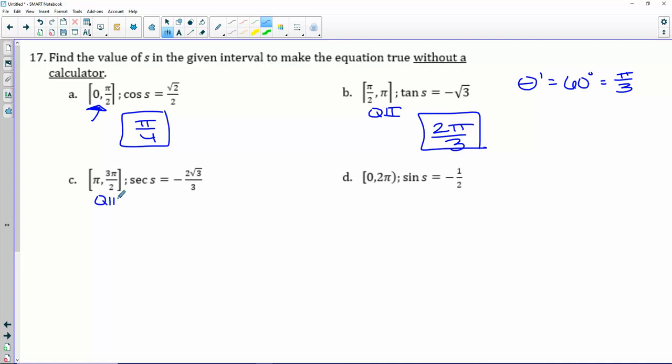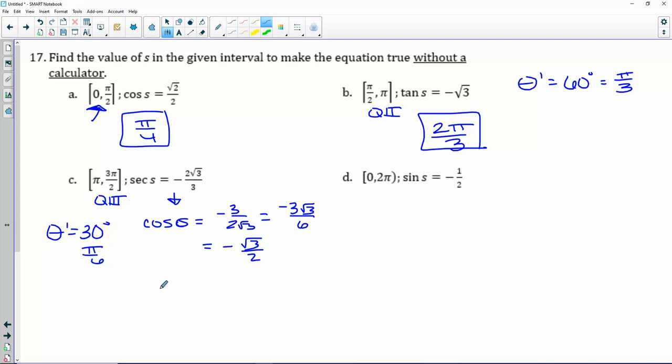Quadrant 3. If you have a hard time thinking about secant, you can always think of the reciprocal. The reciprocal of secant is cosine. So that means cosine is negative 3 over 2 radical 3, or negative 3 radical 3 over 6, or negative radical 3 over 2. So when is cosine radical 3 over 2? 30 degrees. You can look on your unit circle to find it, or you can think, okay, 30 is pi over 6, and third quadrant top is 1 higher, so 7 pi over 6.